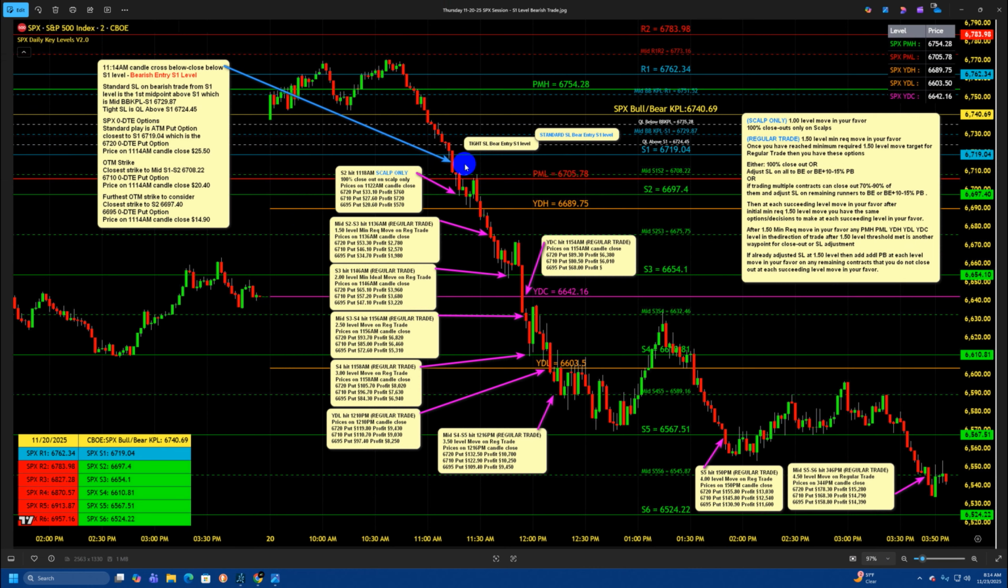Okay, so here we have the 11:14 a.m. candle. So this is a bearish play off of the S1 level. As you can see, it crosses below and closes below the S1 level. Also keep in mind this 100+ point gap up, and what we talked about earlier as far as keeping that in the general context of the session.